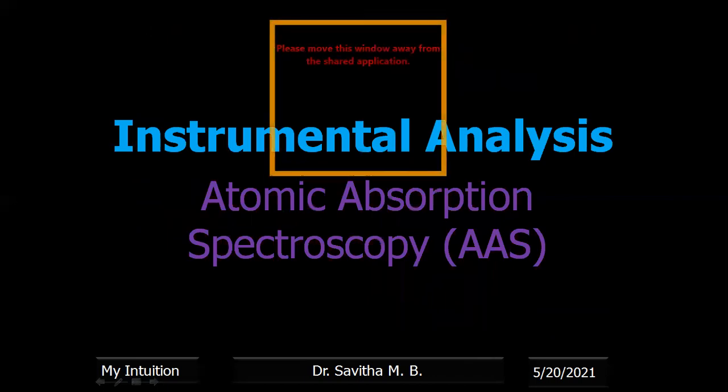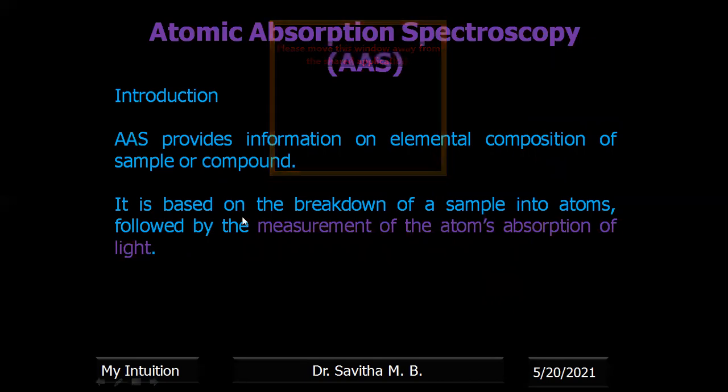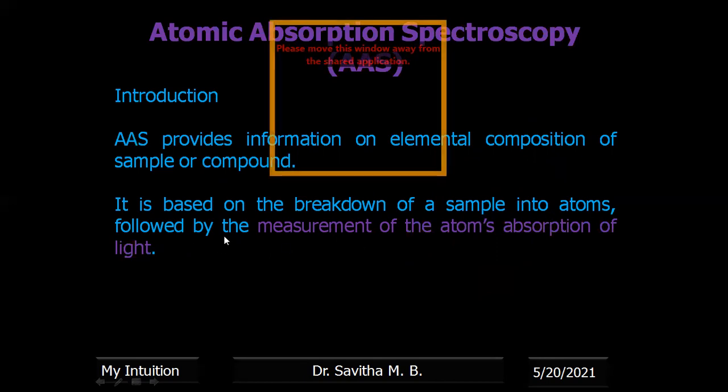The third one is atomic absorption spectroscopy. It is a more sophisticated instrument where you can find out the presence of metal ions even in very minute trace quantities, and most of the metals are analyzed by atomic absorption spectroscopy. This instrument is based on the breakdown of a sample into atoms, followed by the measurement of the atoms' absorption of light.